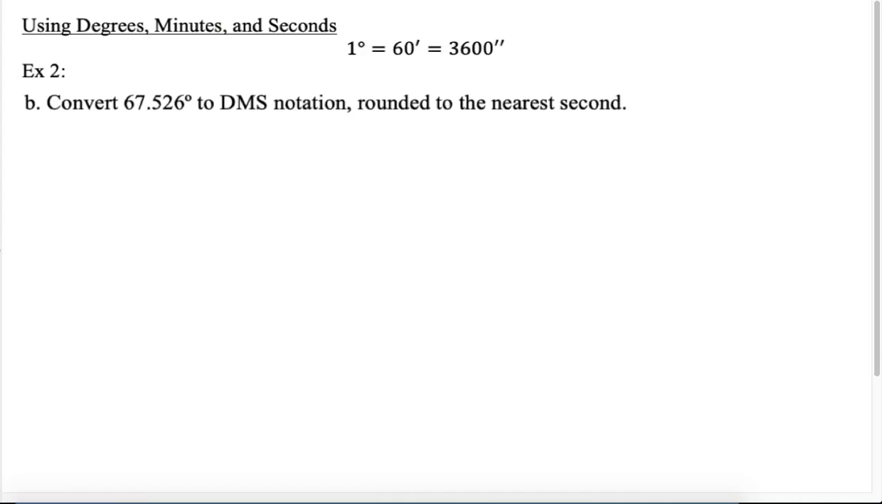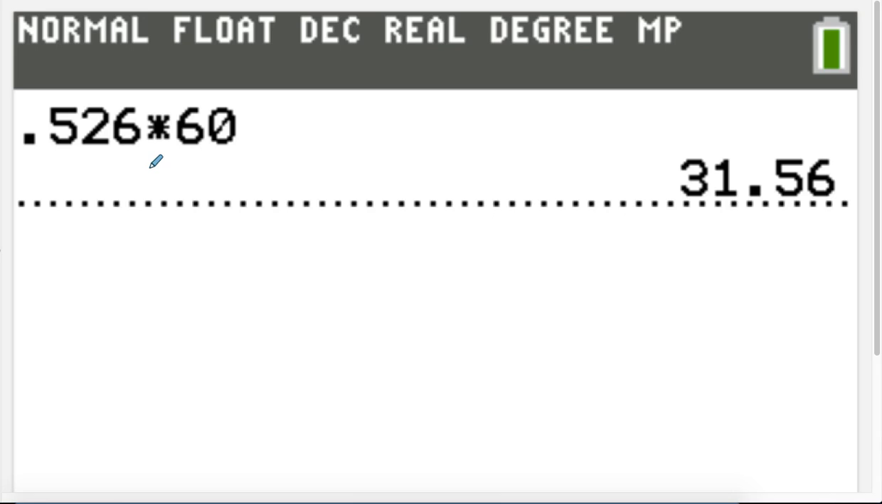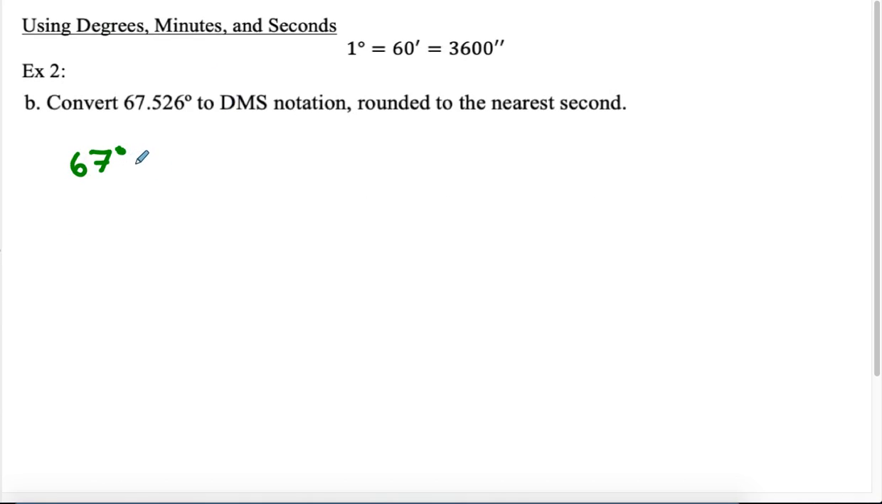Now, if we want to go the other direction, if we want to convert something like this into degrees, minutes, and seconds, well, what we want to do is look at the decimal. Okay, so I know that this is going to be 67 degrees. Now, this 0.526, okay, I want to see how many minutes that is. Well, to do that, I want to multiply 0.526 times 60, okay? That is going to tell me that 0.526 of a degree is 31.56 minutes.